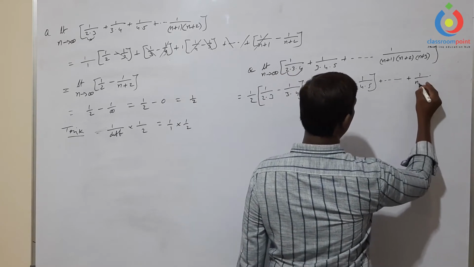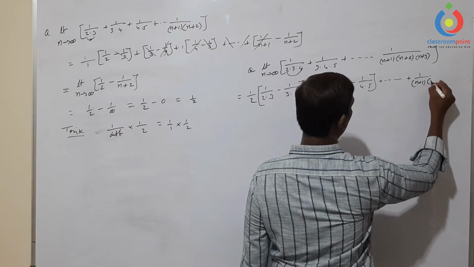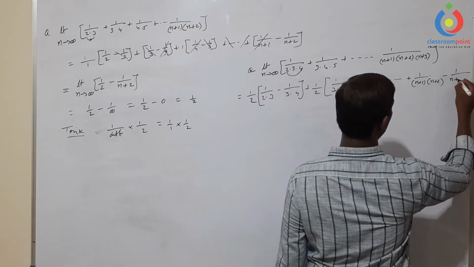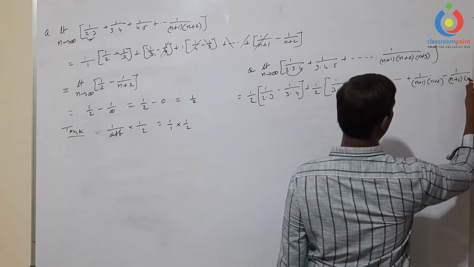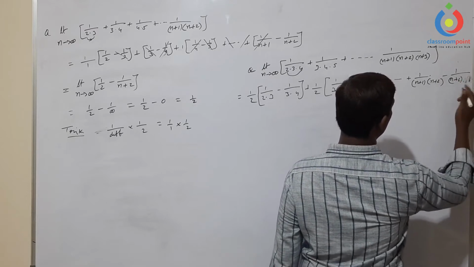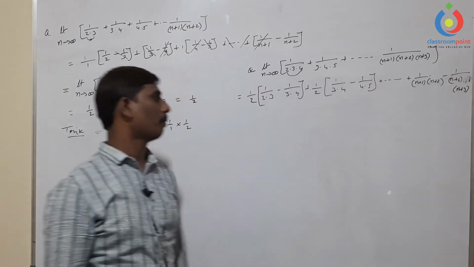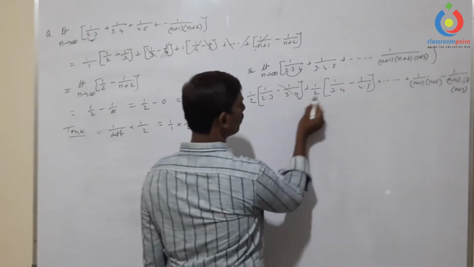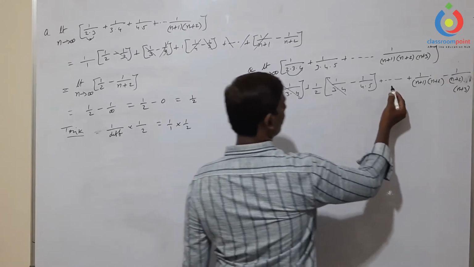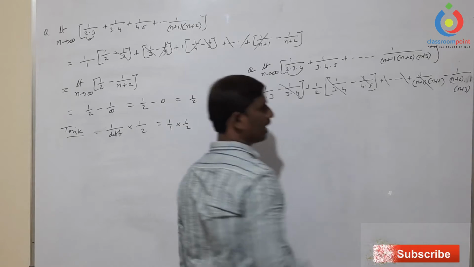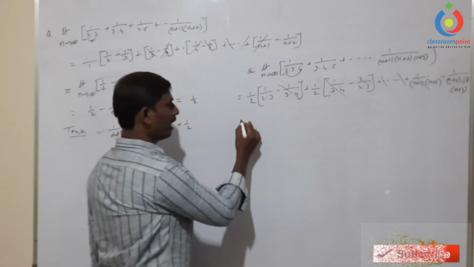1 by n plus 1 into n plus 2 minus 1 by n plus 2 into n plus 3. This is what we have. Then check it once. These both are cancelled. Then these both are cancelled here. Then we are getting this cancelled. What we have is the remaining value.